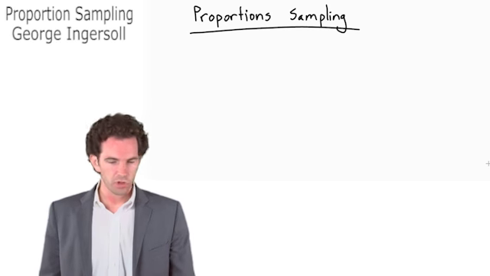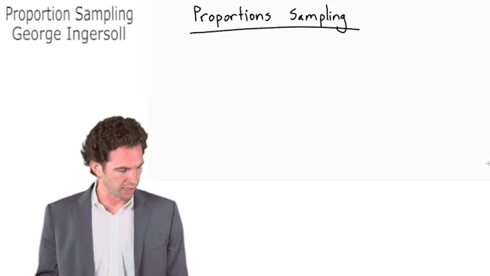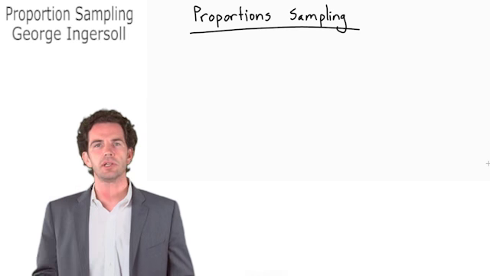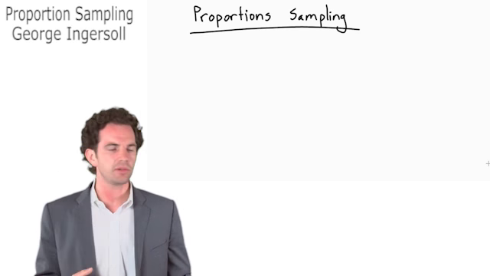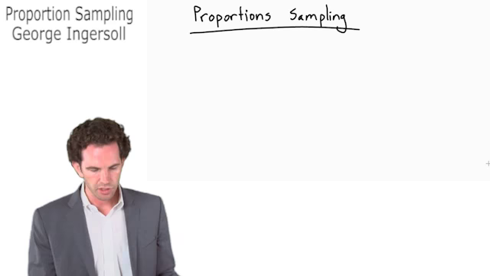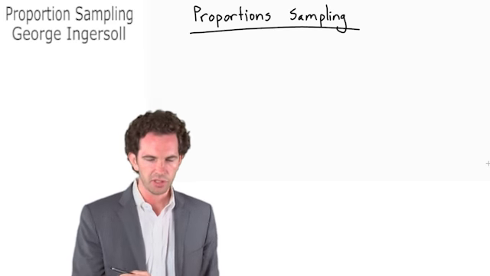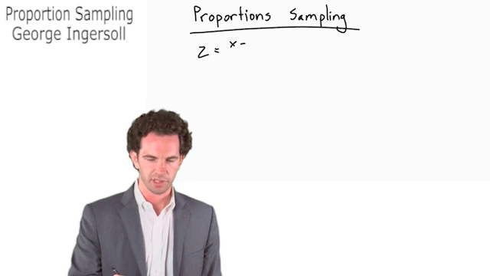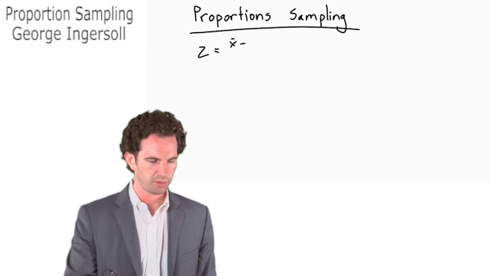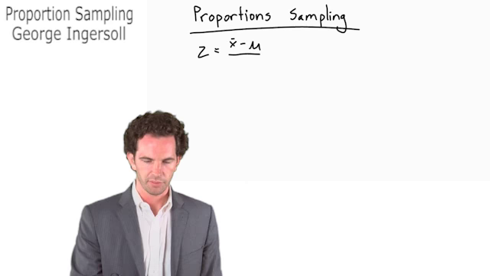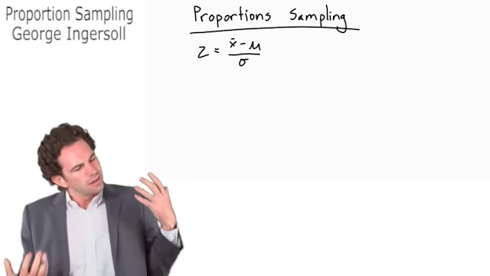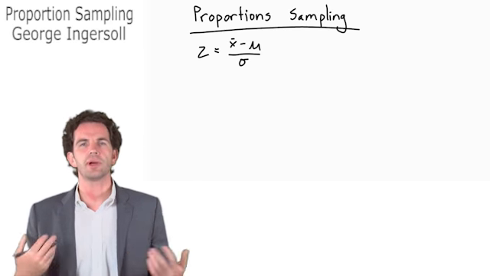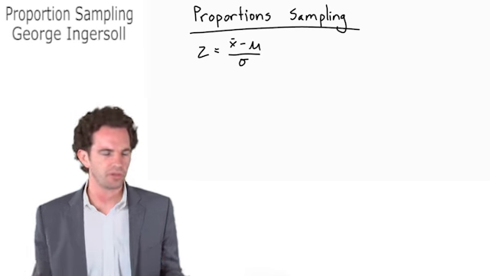So you could run a survey, but what do you do with the results? We're not dealing with a numerical value here, we're dealing with proportions. And so normally you would use Z equals X bar for your sample minus μ divided by standard deviation, but that's sort of the old way. That's if you're dealing with values. What do you do if you're dealing with proportions?